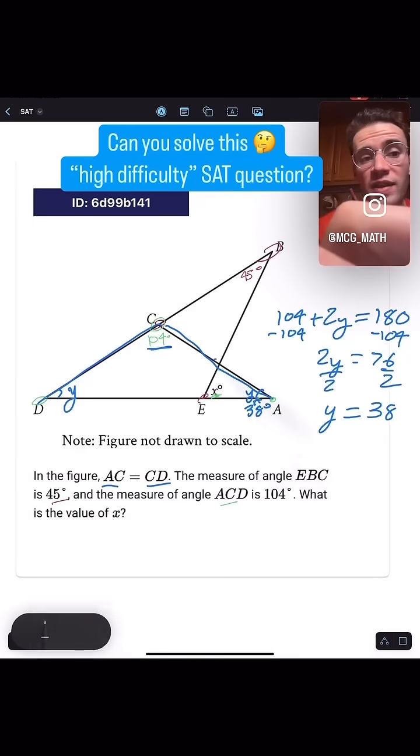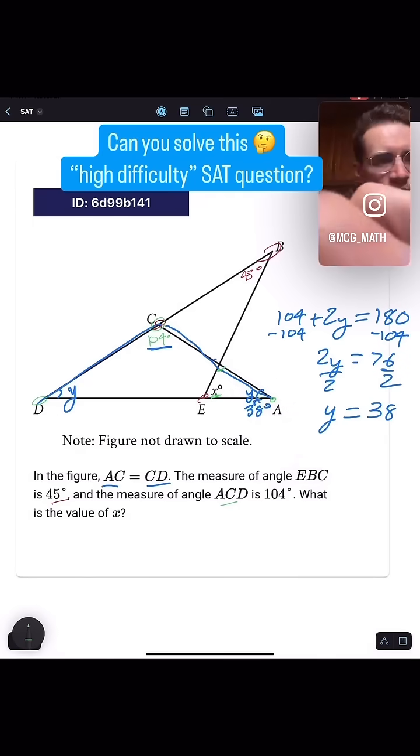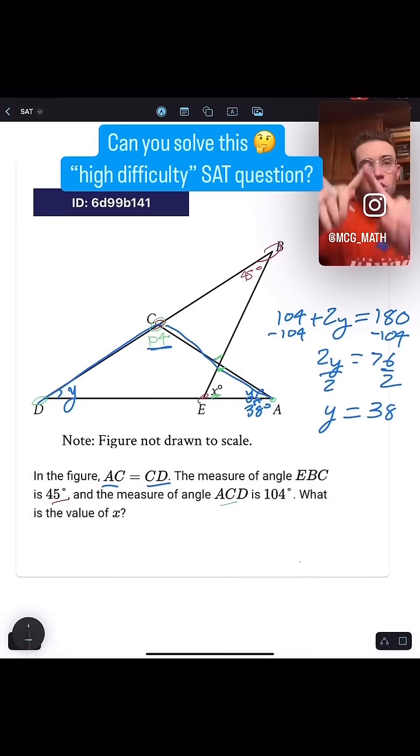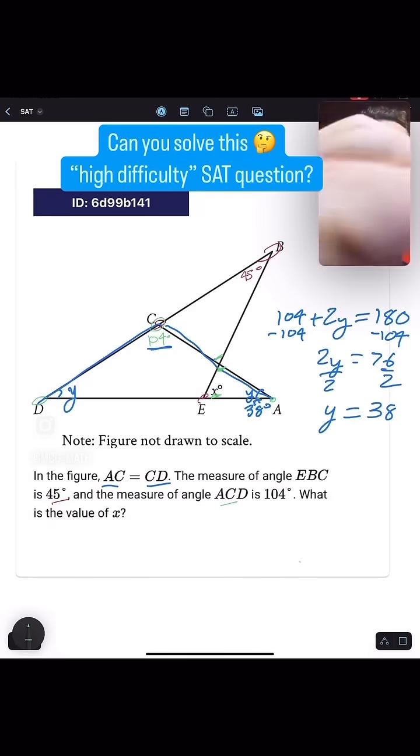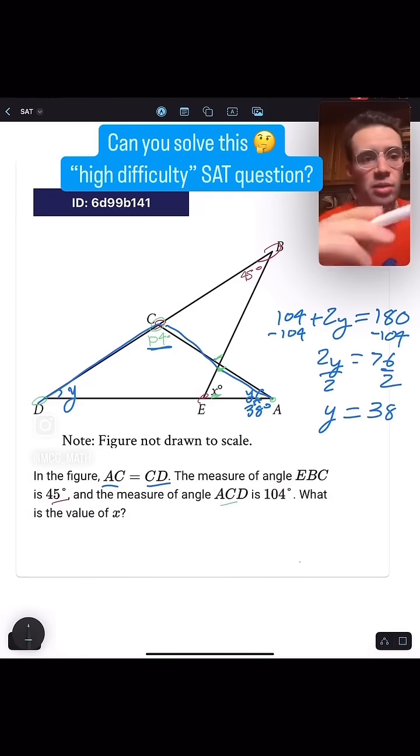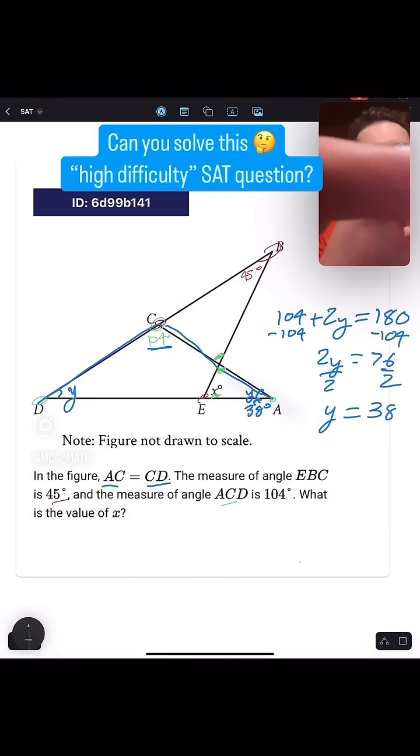Now we just need to find this angle at the top of this small triangle. This angle that we need to find forms a vertical angle with the angle across from it. When two lines intersect, the opposite angles are called vertical angles, and they have the same angle measure. If we can figure out what this angle is, then we'll know what this angle is. We can do that using this 45 and this 104.